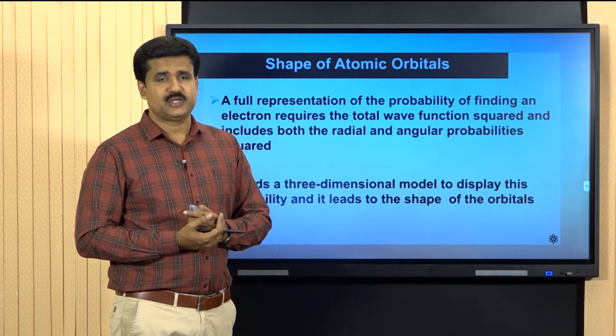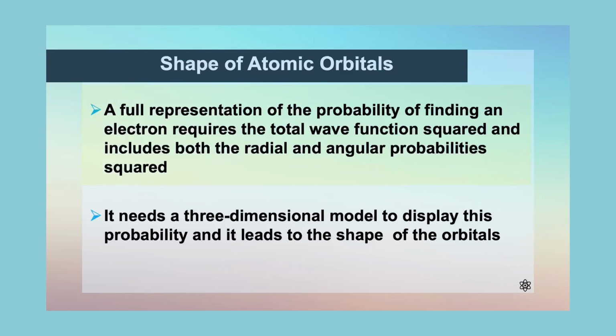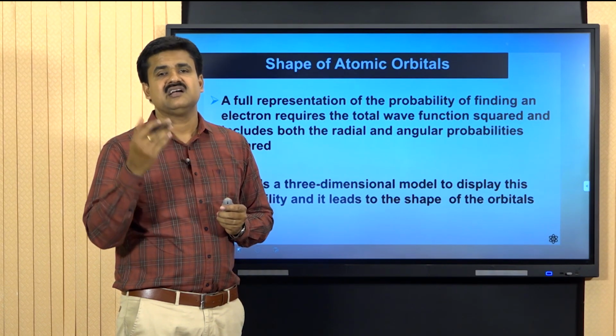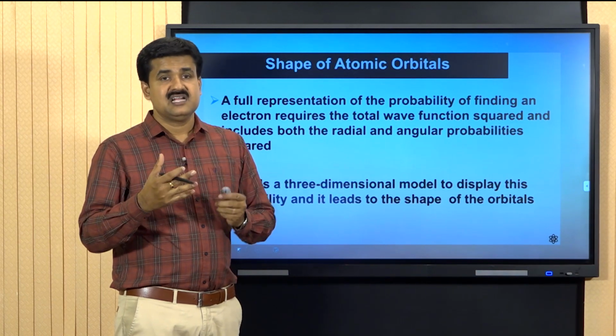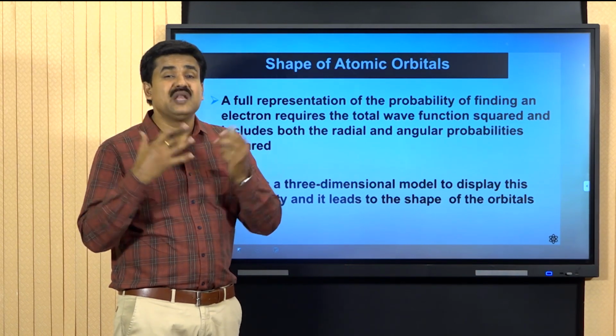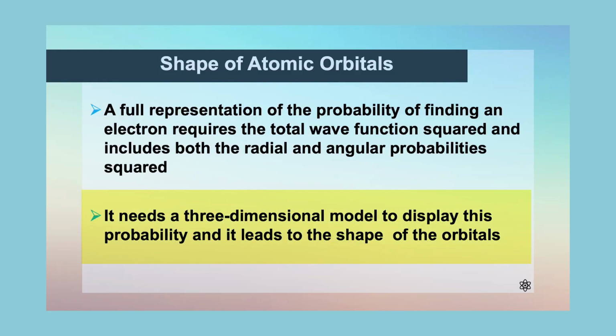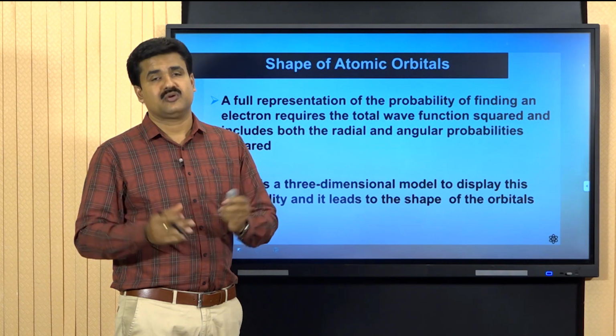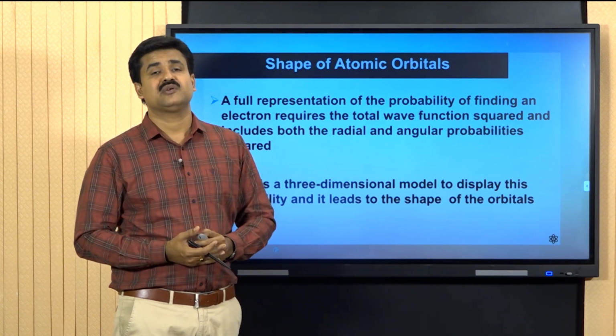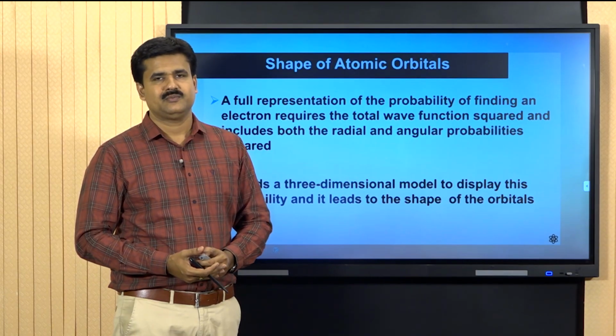The shape of the atomic orbital. A full representation of the probability of finding an electron requires the total wave function squared and includes both the radial part as well as the angular part. That is, the shape of the orbital is a cumulative plot of radial probability and angular probability. It needs a three-dimensional model to display the complete probability, and it leads to the shape of orbitals. That is all about the present module. Thank you.